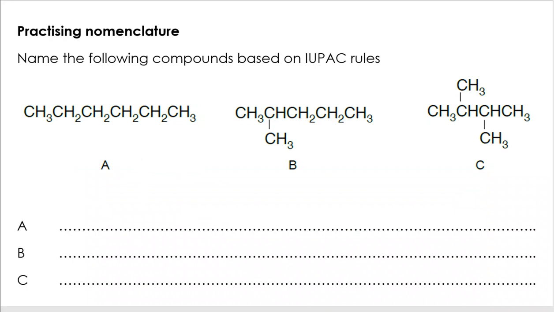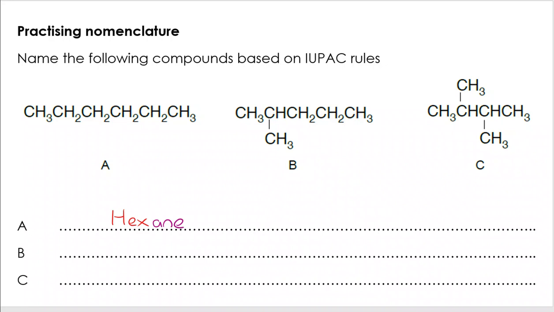So if we take a look at A, the first thing that I'm noticing is I have a carbon chain of 6, which tells me that it's hex. There is no other functional group there. It's not an alkene, it's not an alcohol, so it's hexane, and there is no branching whatsoever.